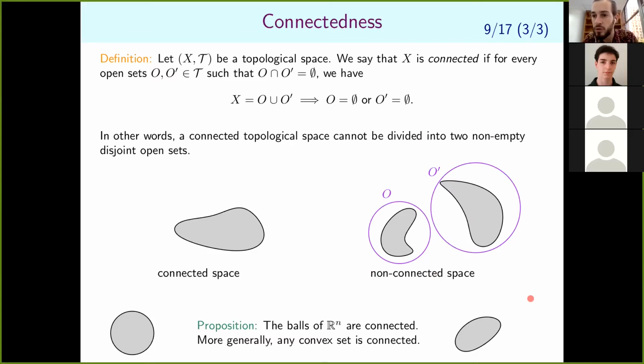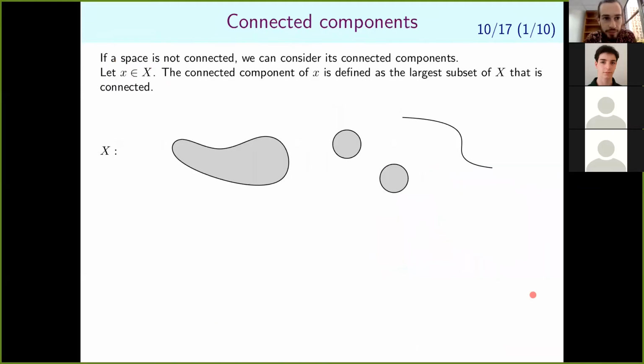Let me give you a proposition. In Rn, the balls are connected. This is a really visual notion, right? Connectedness. And more generally, any convex set is connected. Now we have connectedness, we can talk about connected components.